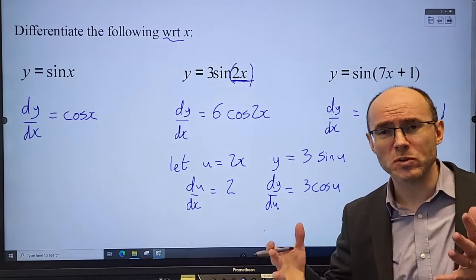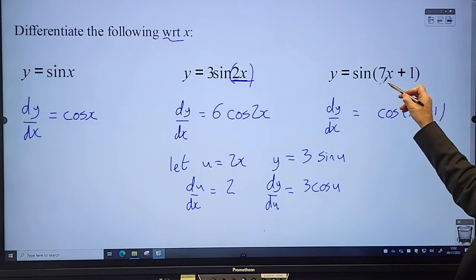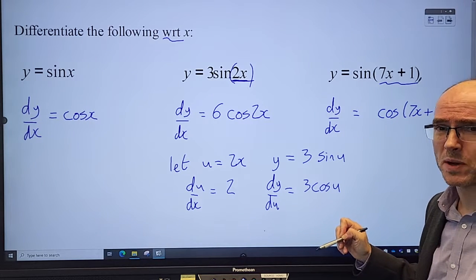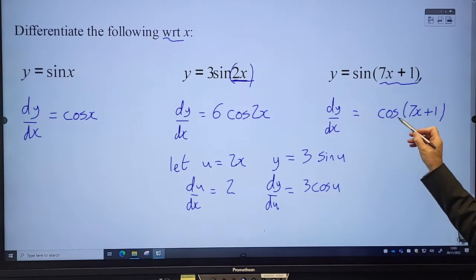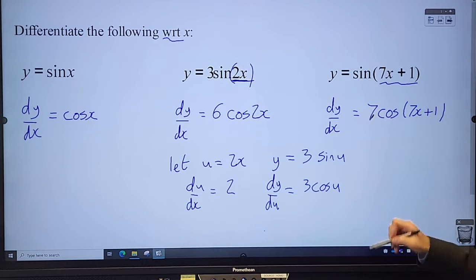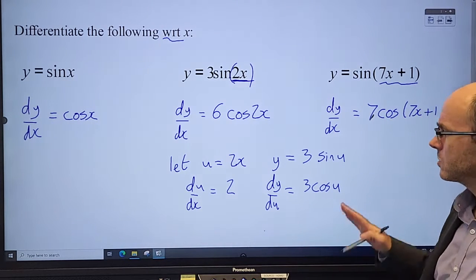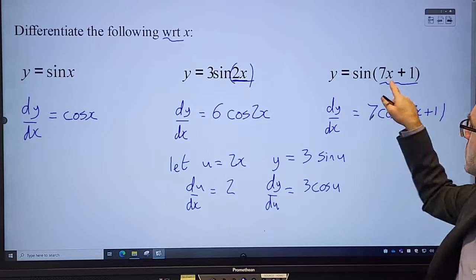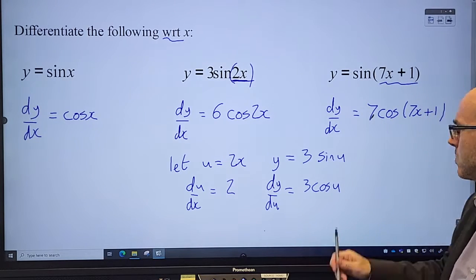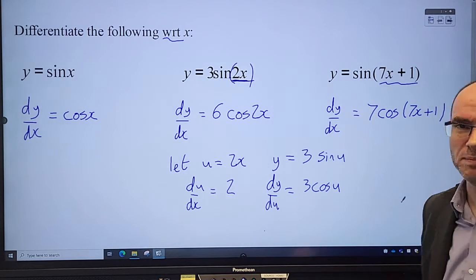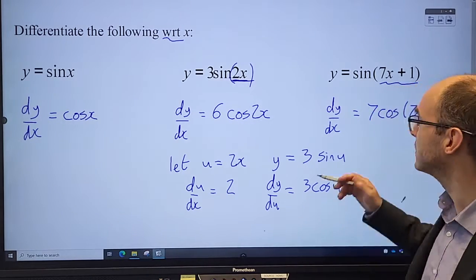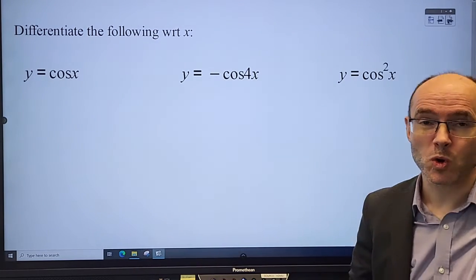Now, using what we call the chain rule, we differentiate what's in the brackets with respect to x. We get 7. And then we multiply it. So we get 7 cosine of 7x plus 1. If you're not happy with that, just do the question, but this time let u equal 7x plus 1. And you'll see that you get 7 cosine of 7x plus 1. Good with that? I hope so. Because I could do these a bit more quickly as we go on.